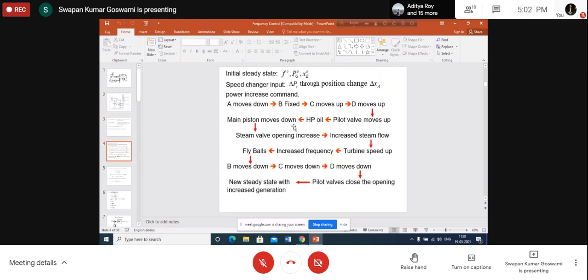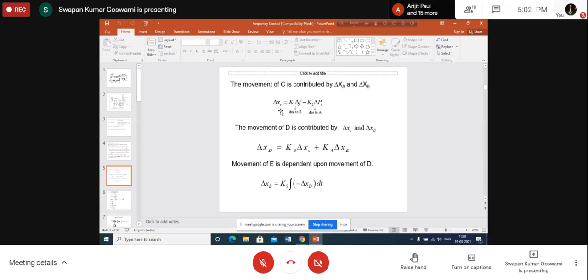So we can now write delta XC, the change in the position of C, is equal to K1 delta f minus K2 delta Pc. K1 delta f is due to the change in the position of B. K2 delta Pc is due to the change in the position of A. How this is due to the change in the position of A, and how that is due to the change in the position of B.